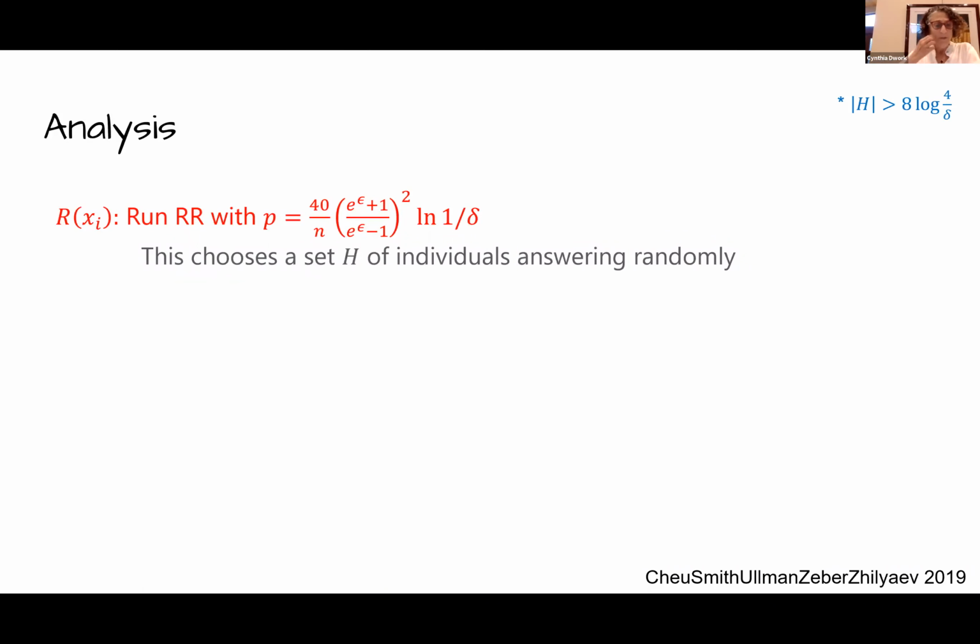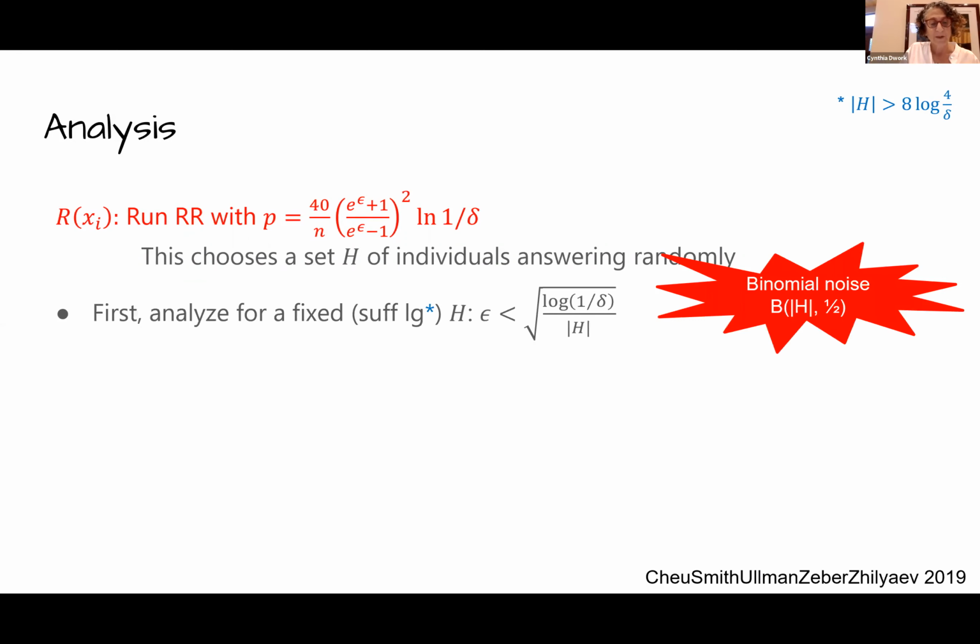So here's the analysis. First, you choose from that first flip a set H of individuals who will answer randomly. And you analyze, for any fixed and sufficiently large H, the privacy loss. And from the analysis of the binomial noise that we did back in our Data Ourselves work, we see that we get a privacy guarantee of log 1 over delta divided by the size of H. So this is where we need H to be sufficiently large.